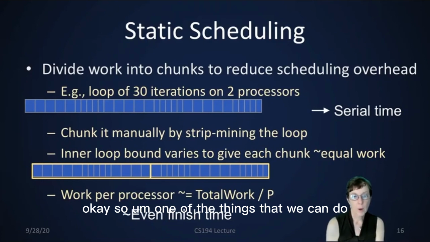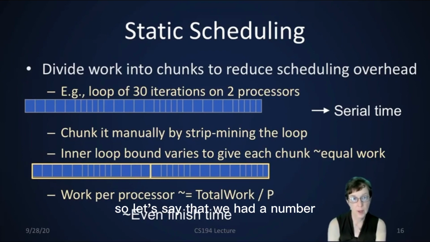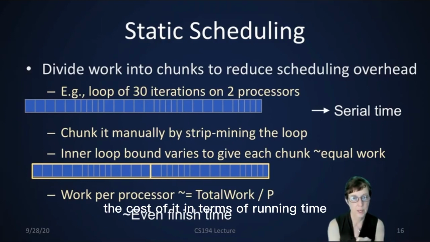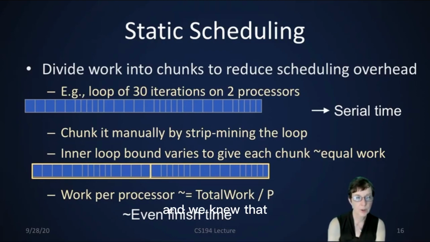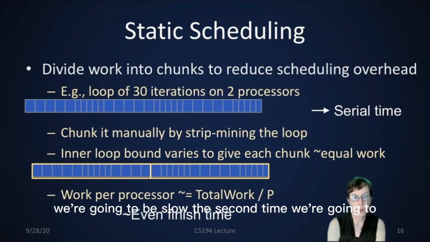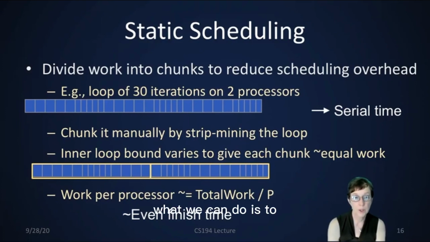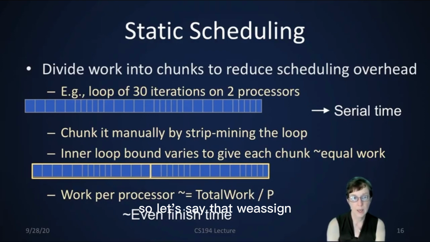Okay, so one of the things that we can do, if we know the estimated cost of each of these tasks, is this. Let's say that we had a number that was basically the width of the task, which is the cost of it in terms of running time. So if we knew in advance that we had 30 iterations and we knew that the first 5 were going to be slow, the second 5 are going to be fast, the third 5 are going to be slow, and so on, what we can do is add up the total amount of work that we need to do. So let's say that we assign some value to these, which is the cost.